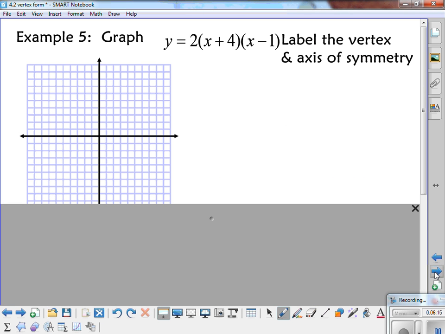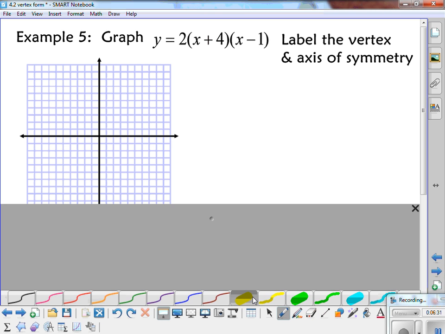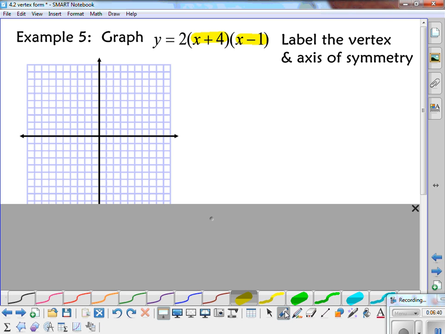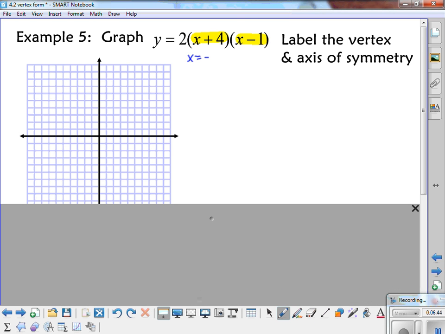Okay, so now we've got another form of the equation. This looks different this time, doesn't it? Do I have anything that's being squared? No. So I'm going to have to figure out what happens with this one. But I still want to make my parentheses equal to 0. So I want x plus 4 to equal 0, and I want x minus 1 to equal 0. So if I want x plus 4 to equal 0, what's x going to be? It's going to have to be negative 4. And what about on the other one?